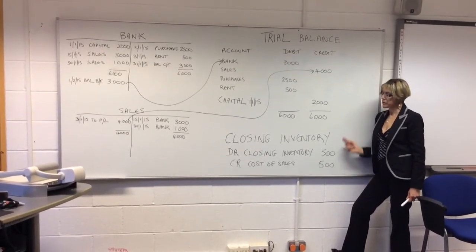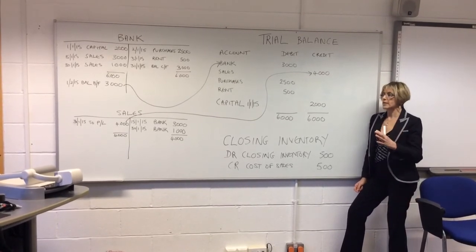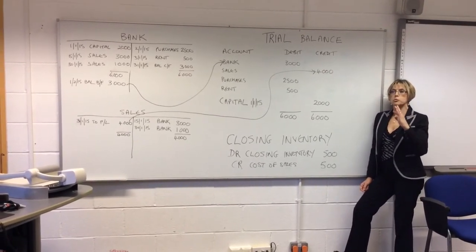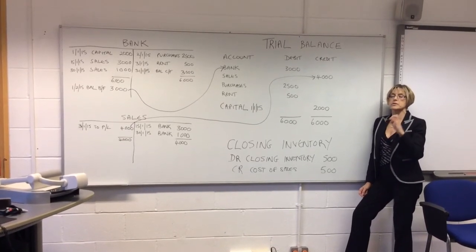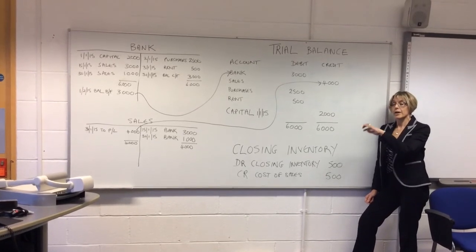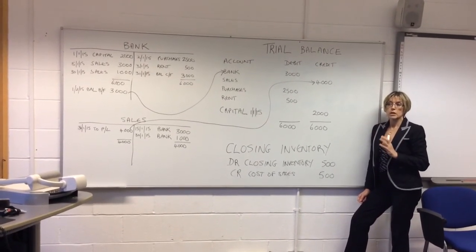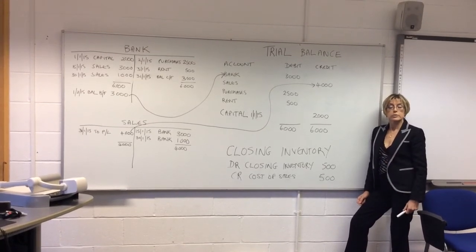So we have to make that adjustment, and then when we've worked out our new profit figure, that's when we transfer that final profit figure, in this case £1,500. We transfer it from our P&L account or income statement, and we put it into the capital account as a credit. And that is the final thing we do at the end of the month.